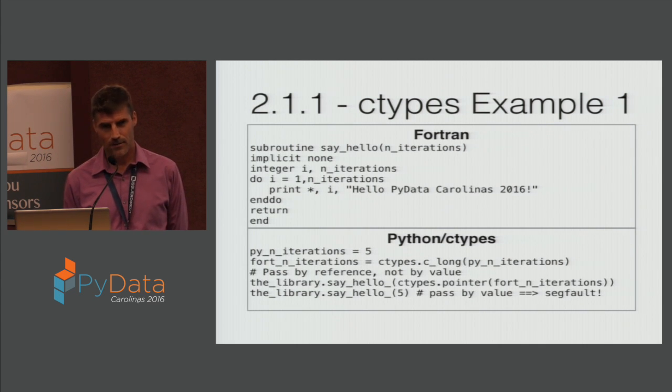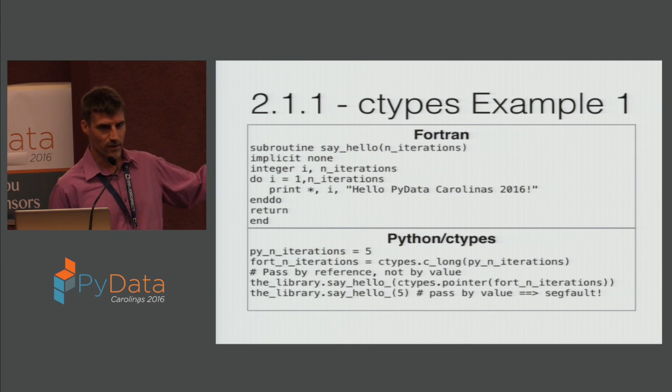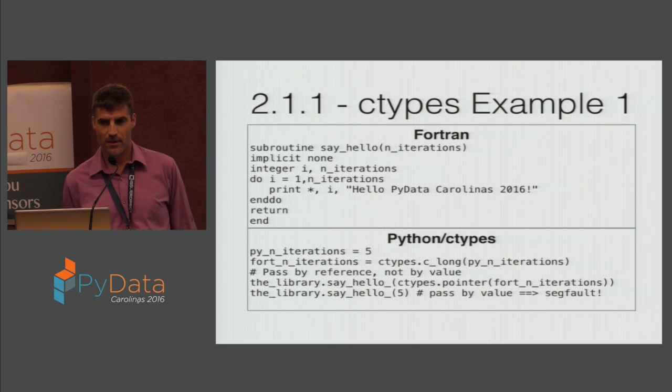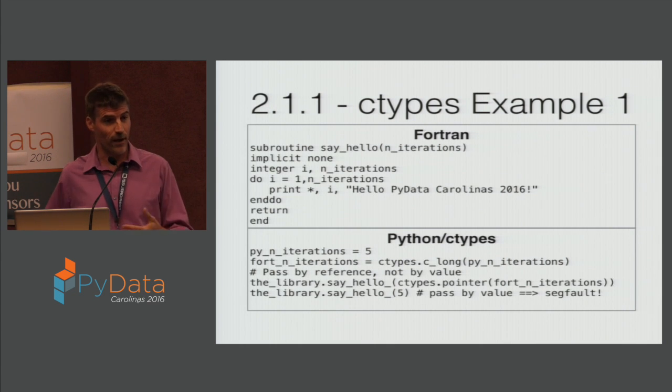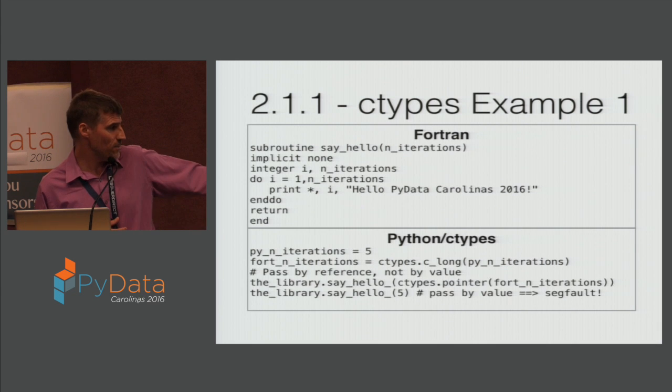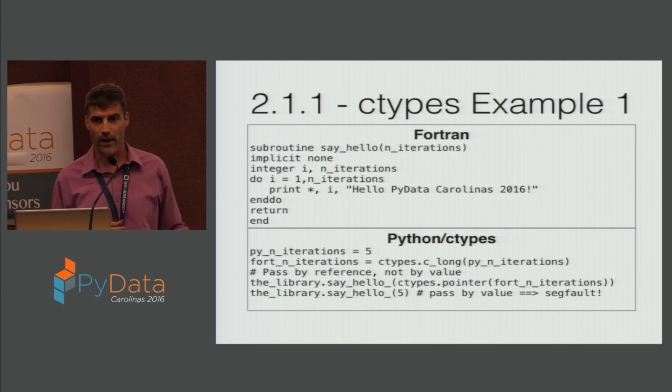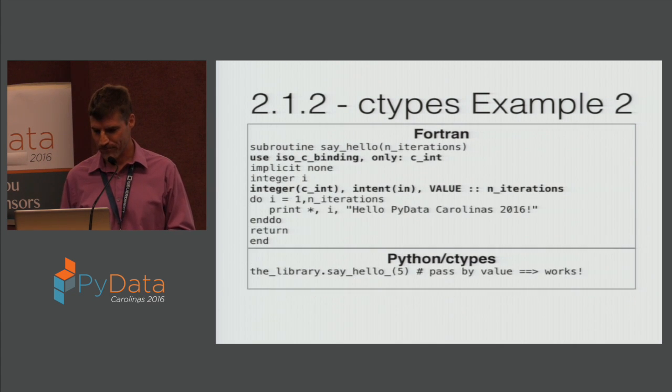You can see the ctypes code is a little gunky there. You've got to create a Python variable and then a Fortran friendly variable that shadows the Python variable. And when you pass it, you have to be careful to pass by reference, not by value, because that's how Fortran expects things to be passed to it. You can actually pass the 5 directly by value if you want, and then Fortran will try to access the memory location 5, which is unlikely to work under any circumstances. So you get a seg fault usually.